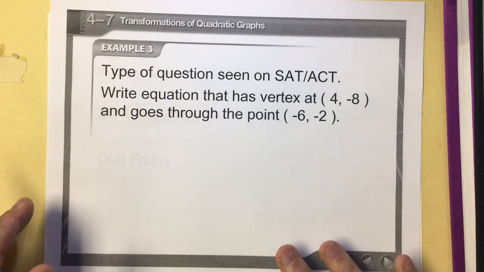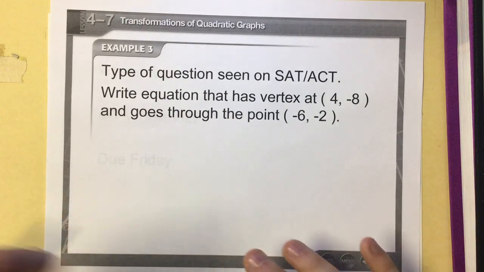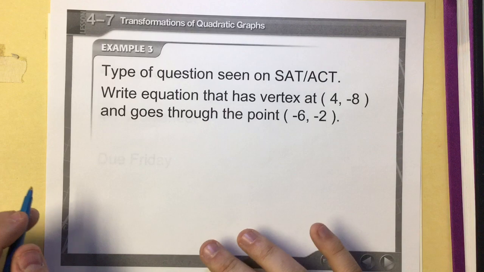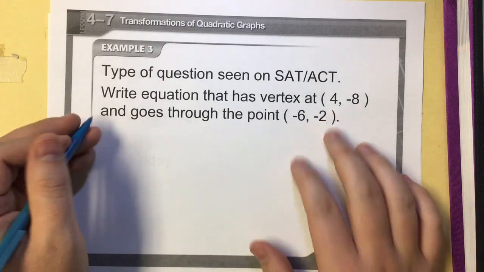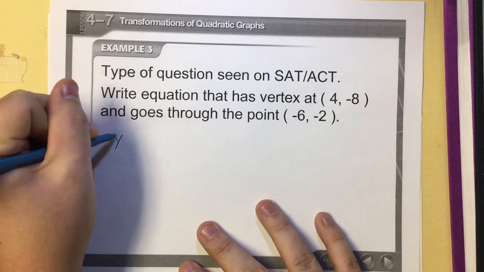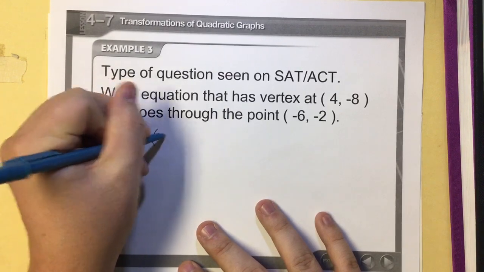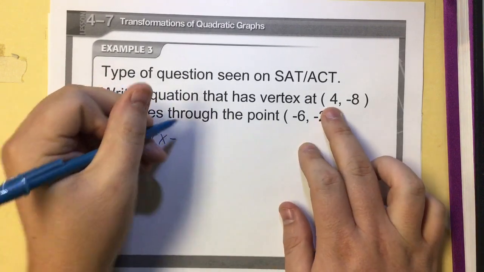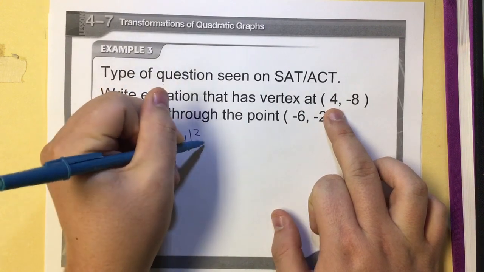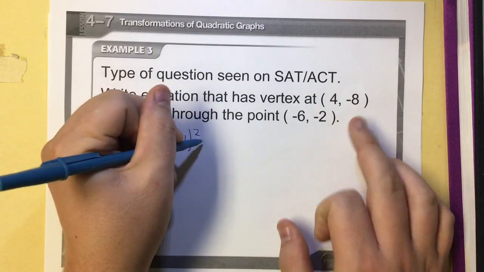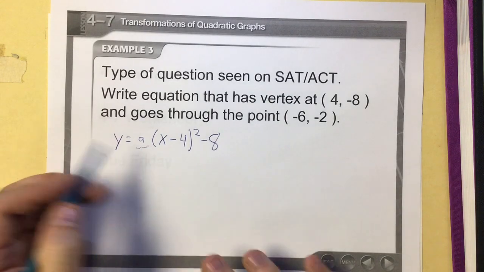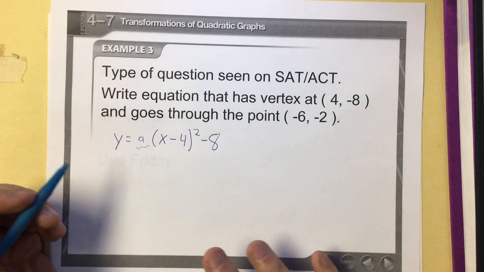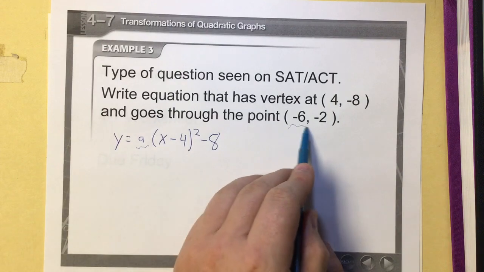One last example here, and there will be 2 like this on your homework, and the SAT and ACT love to ask you this type of question. It says write an equation that has a vertex of 4, -8. So let's start out with y equals a times x minus the x-coordinate squared plus -8 or minus 8. So I have everything except for a. How am I going to solve for a? I don't know. Well, what other information did they give us?